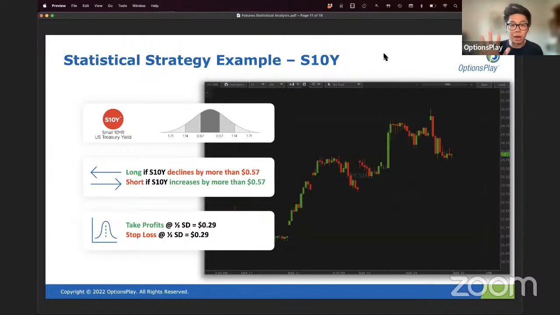Please type 5 into the chat window if this example I'm showing you here on the screen makes sense to you.